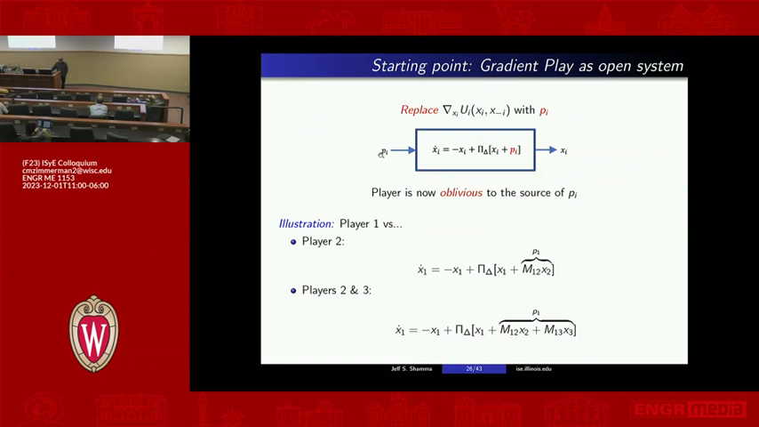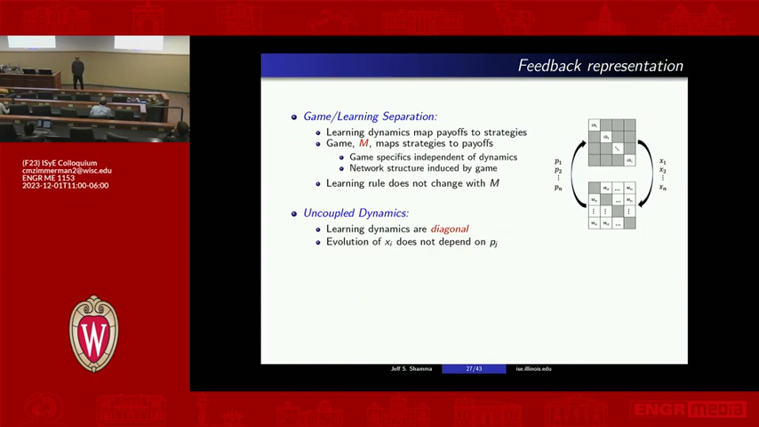So if player one has one opponent, that's what that vector looks like. If player one has two opponents, that's what that vector looks like. We're going to fill that in later, but we're going to separate the learning, move in the direction of a vector, and where is that vector coming from? And now with that separation, this is what learning looks like. At the top is gradient play, move in the direction of a vector. At the bottom, where is that vector coming from?